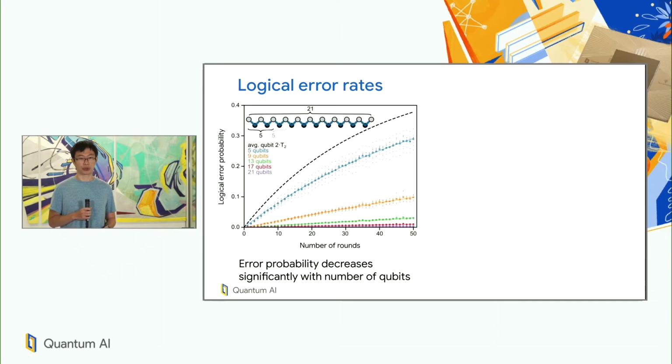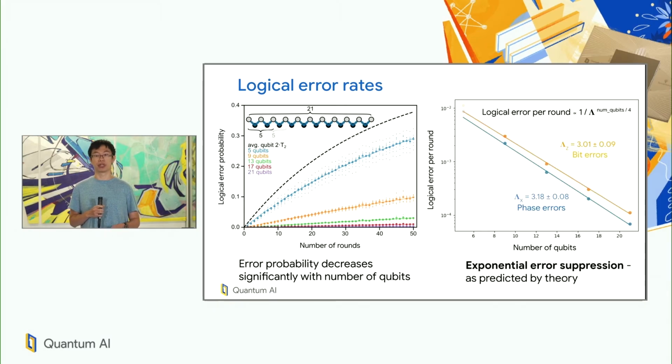So here on the plot, I'm showing the probability of getting a logical error as a function of both the number of rounds of error correction that we've run, as well as the number of qubits, ranging from 5 to 21. And what we see is a dramatic decrease in the logical error probability as a function of the number of qubits. We can try to quantify this more by fitting each one of these curves and getting the logical error per round of error correction.